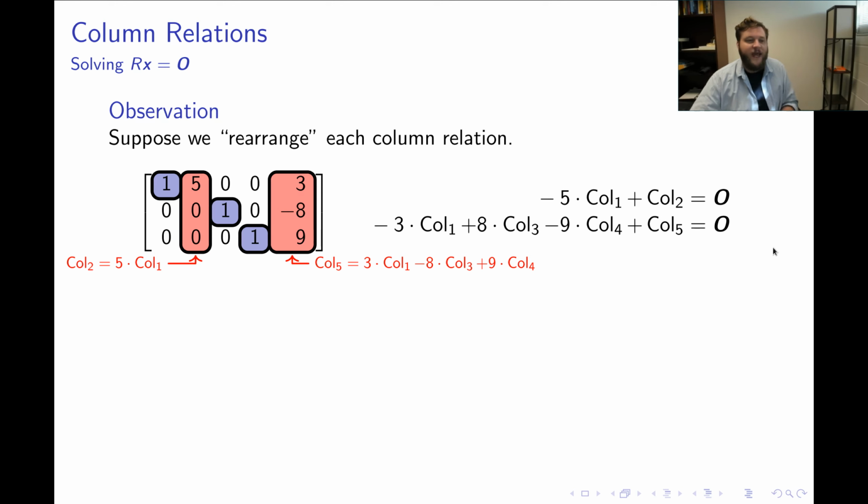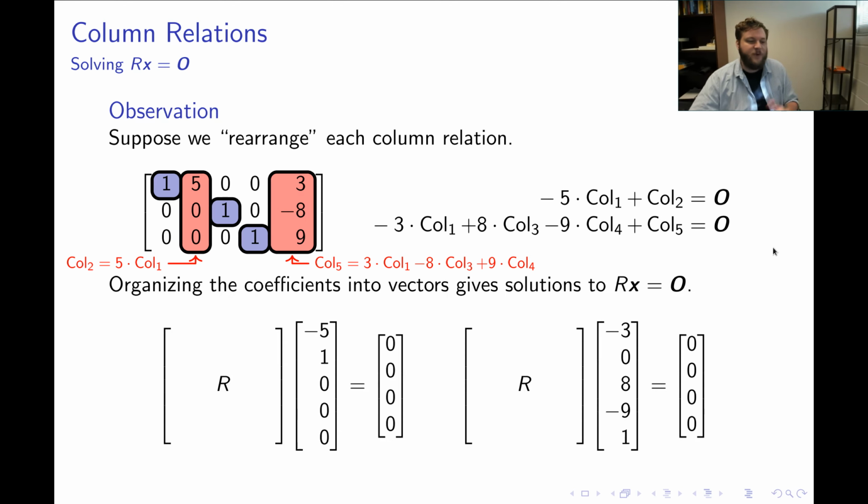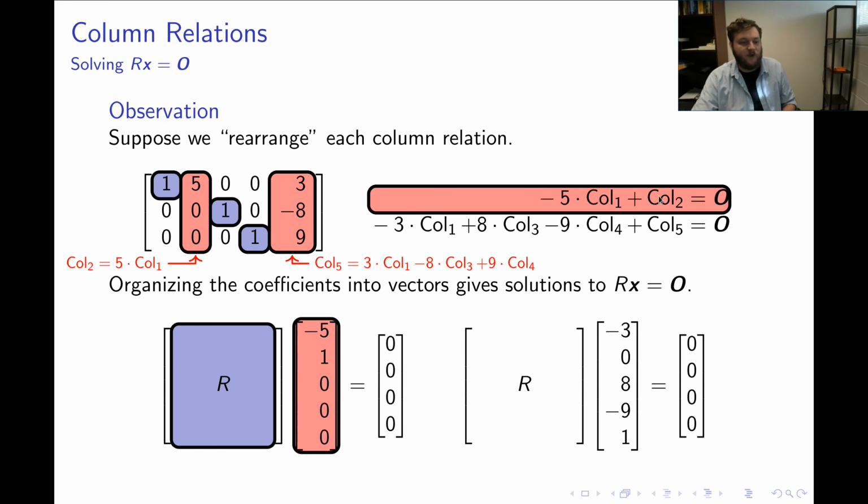So the column relations have now been re-articulated as linear combinations of the columns of our matrix equaling the 0 vector. And if I wanted to, I can reinterpret those two equations as matrix vector products. What this is saying is that they are linear combinations of the columns of our matrix R that produce the 0 vector. In the first equation, the weights on the columns are negative 5 for column 1, and 1 for column 2, and zeros for the other columns. So this first column relation can be articulated as saying our matrix R multiplied by the vector negative 5, 1, 0, 0, 0 equals the 0 vector.